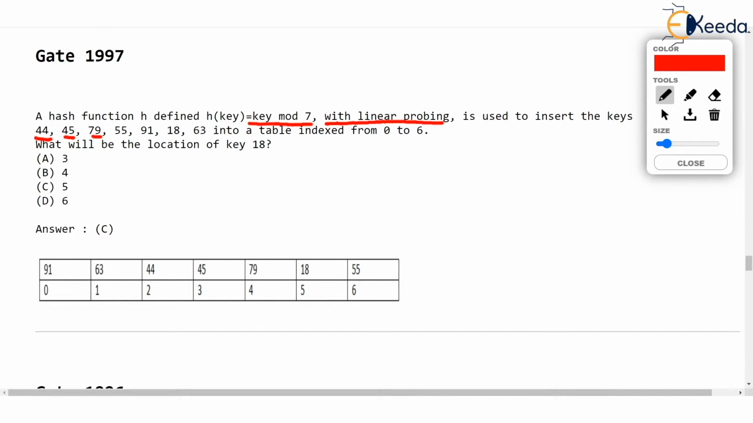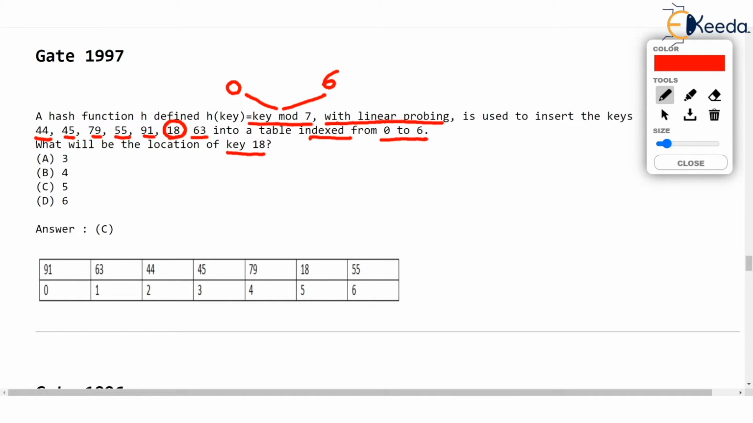Now notice that the number of keys given here are 3 plus 3 plus 1, 7 keys. So it is meaningful to use the hash function key mod 7, because then the lowest remainder we will get is 0 and the largest remainder we will get is 6. So we have 7 locations in the hash table, isn't it? So the table will be indexed from 0 to 6. This is also given in the question. Then they are finally asking, what will be the location of key 18? Where will this 18 get mapped?